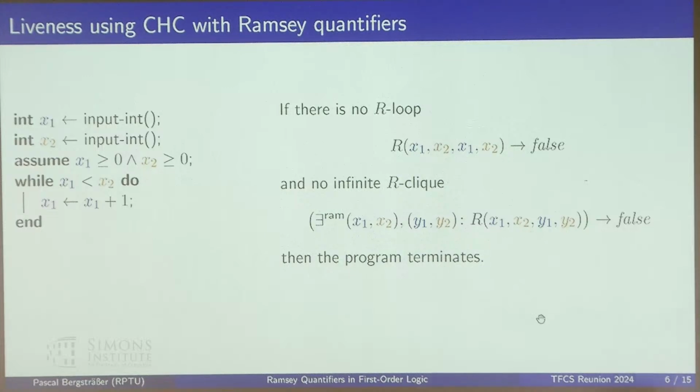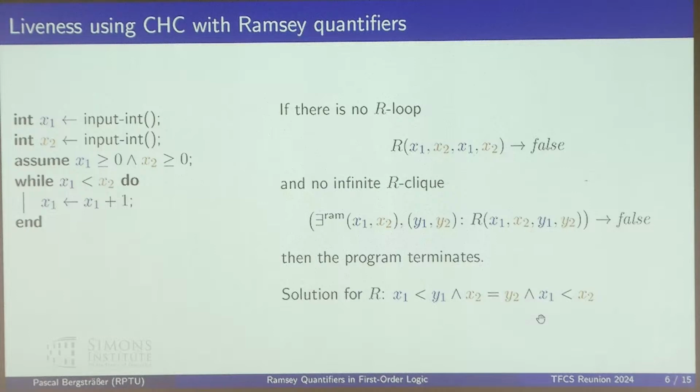On the left side of our constraint Horn clause, we can state something with Ramsey quantifiers. So we do not want to have an infinite clique here. And if we have both, then we know that the program terminates. I guess it's quite easy to see why this holds. One solution to our program here would be to say x1 is smaller than y1, so x1 is getting bigger. x2 equals y2, which means x2 just stays constant. And we have that x1 is smaller than x2.